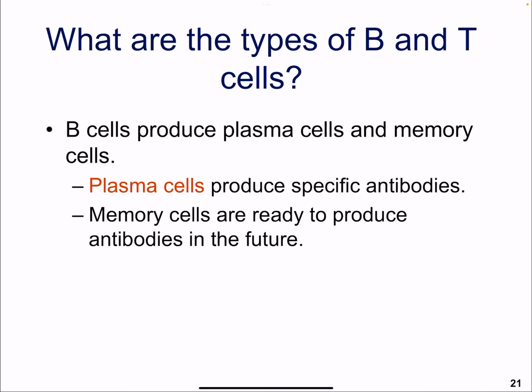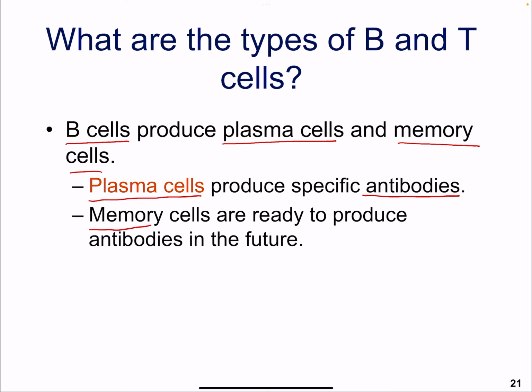So, the B cells. The B cells occur in two kinds. We have plasma cells and memory B cells. The plasma cells' job is to specifically produce antibodies. So the plasma B cells are kind of like a factory for the production of antibodies. That's what I want you to remember.